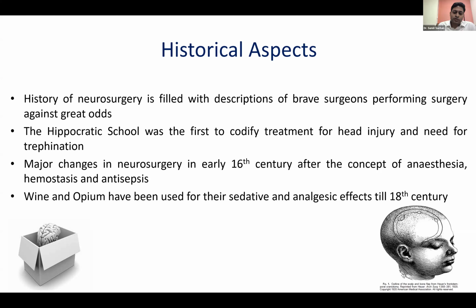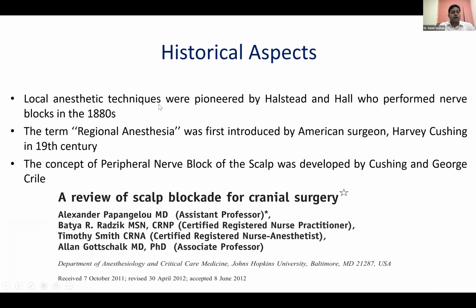Wine and opium were used for their sedative and analgesic effects from the 16th century, which continued till the 18th century. The local anesthetic techniques were pioneered by Halsted and Hall, who performed nerve blocks in the early 1880s. The term regional anesthesia was first introduced by the American surgeon Sir Harvey Cushing, and later on he came up with the concept of peripheral nerve blocks for the scalp, which is beautifully explained by Sir Alexander Pepin-Glue. This article came in the year 2011.